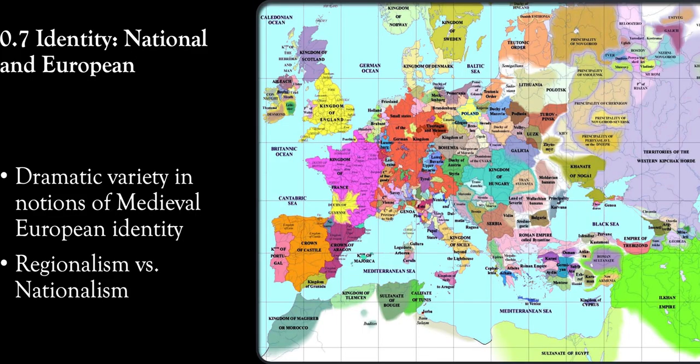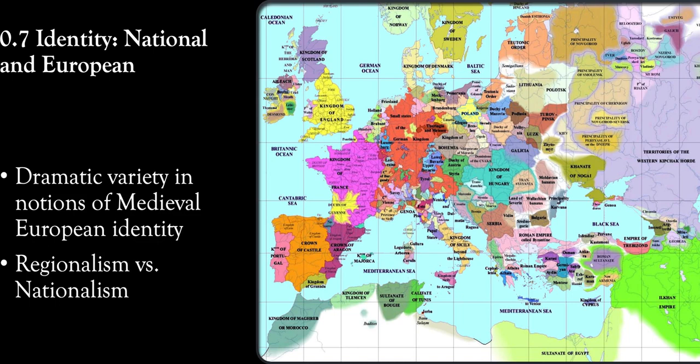Our next topic is identity. And identity is a very interesting theme. It's very nuanced and not very obvious from the get-go. You kind of have to think about this theme. You have to make inferences about this theme because it can be very difficult to define. So we're looking at different concepts of identity, maybe more national or regional identity, or even a collective European identity.